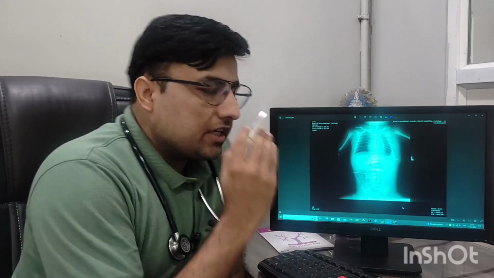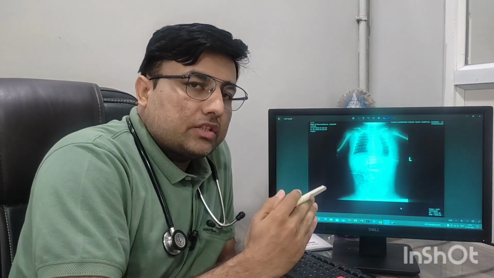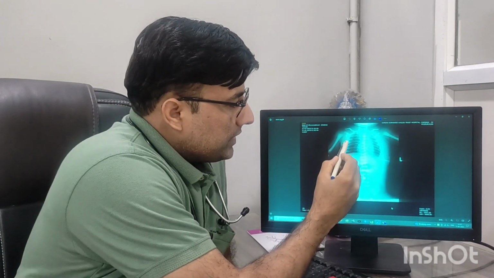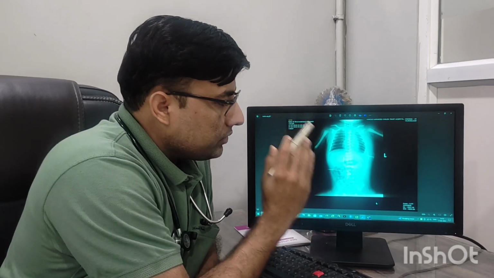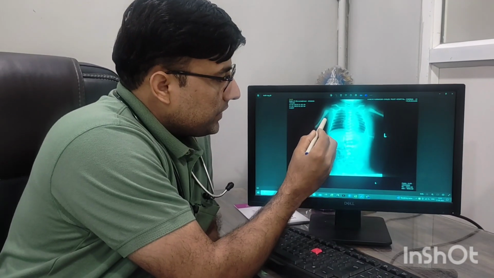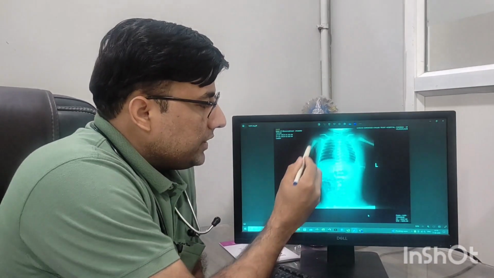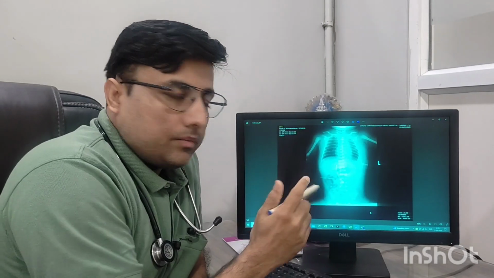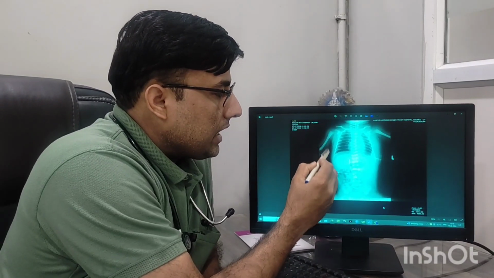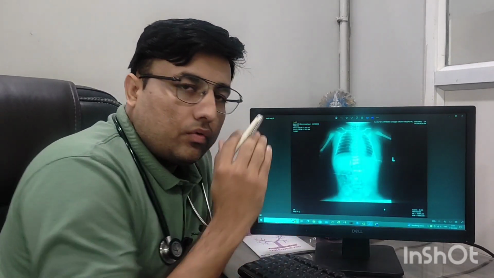Next, we will comment on the exposure or penetration. Exposure and penetration means whether it is an underexposed film, overexposed, or normally exposed film. So first we will look for soft tissue shadows. Soft tissue shadows are this. If soft tissue shadows are normally visible, it is normally exposed. If soft tissues are not visible, it means it is an overexposed film. It will look more black or hyperlucent. It will not be visible, meaning it is an overexposed film.